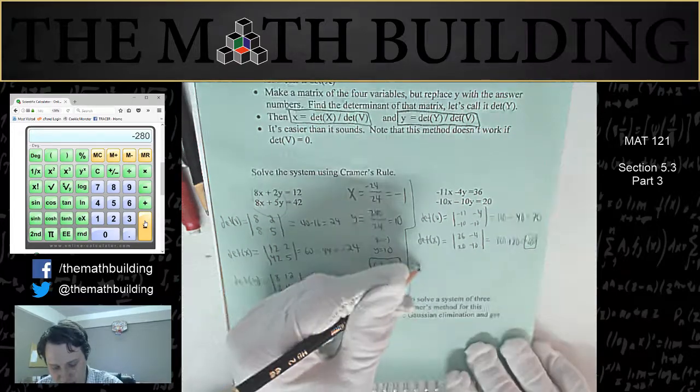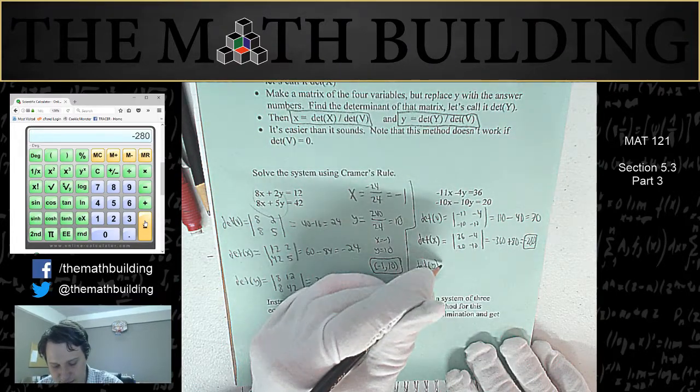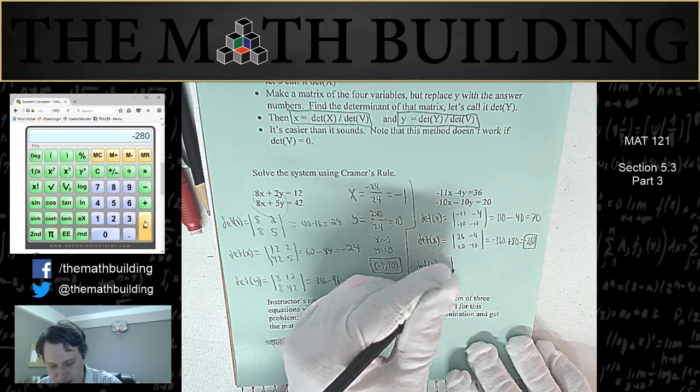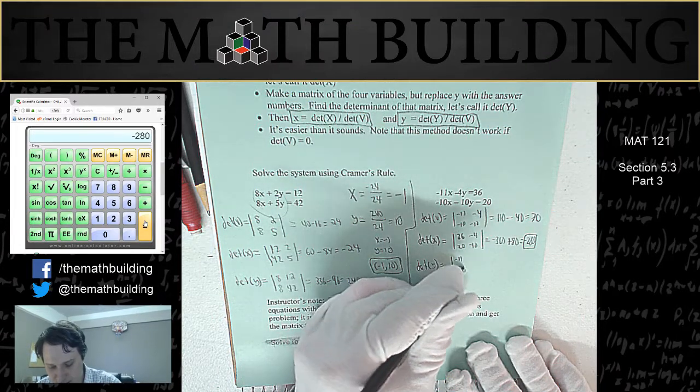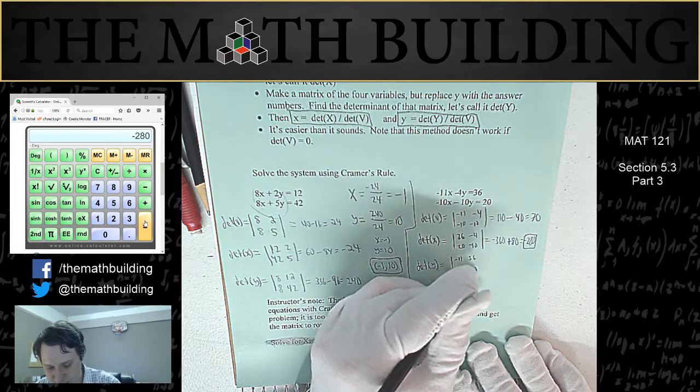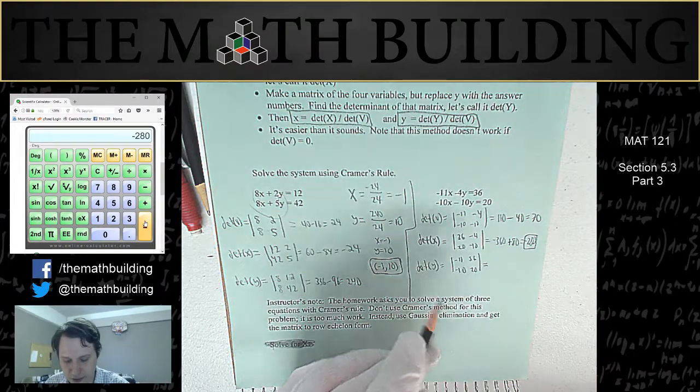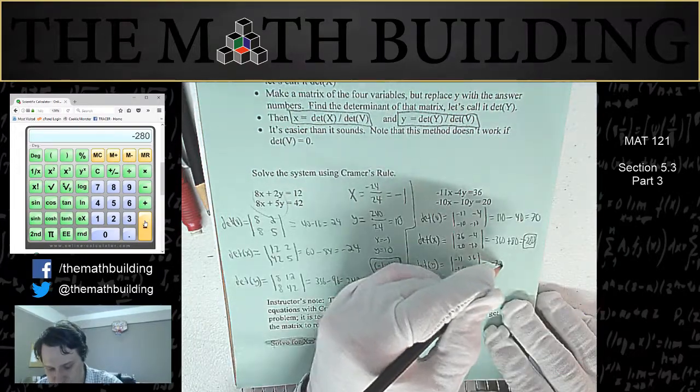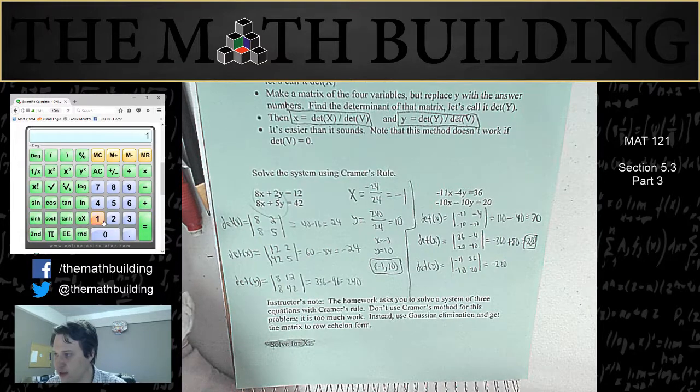All right, and finally the determinant of y is going to keep your x's and replace y with the answers. Isn't it cool that this works? So negative 220, I believe, is 11 times 10.